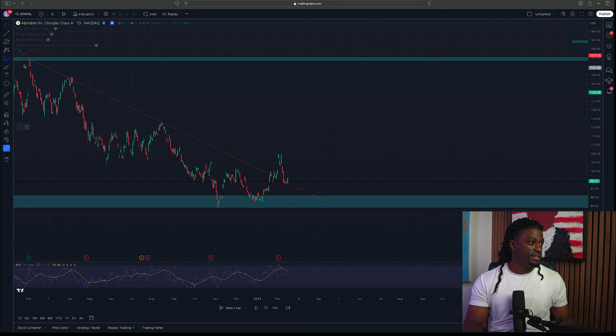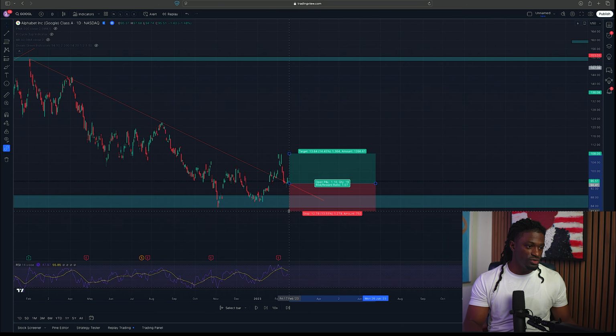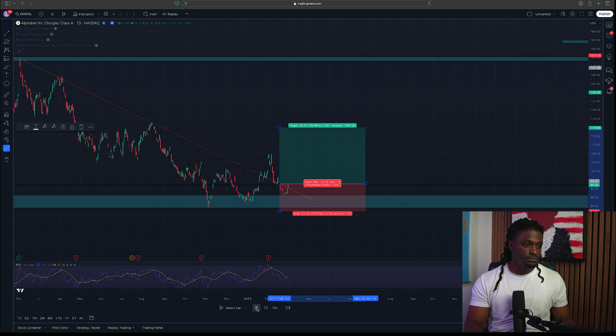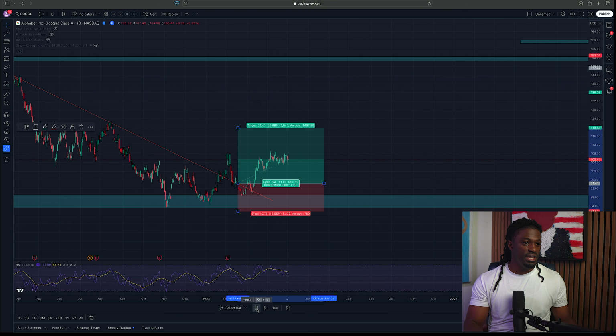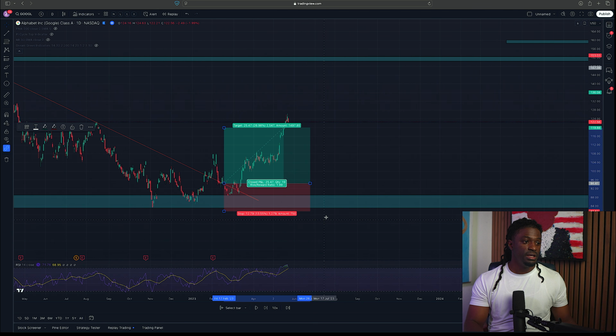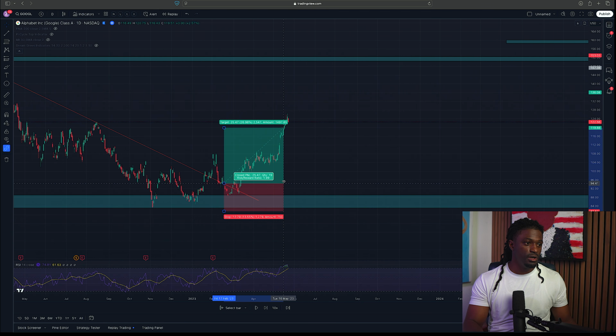Once again, if you want to play it safe, you're in Google right here. You'll set your stop loss right below this support zone, and then you'll play a 2-to-1 risk to reward ratio. So you play it right there, and then you'll just hit play. And just like that, Google starts to trend back up. Bam. You hit your take profit right there. All right, 2-to-1 risk to reward ratio. You hit it in just a couple of weeks.